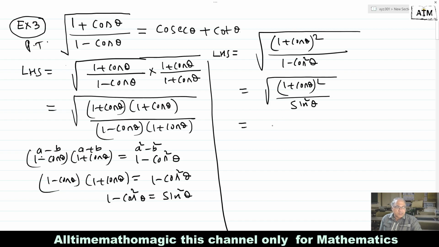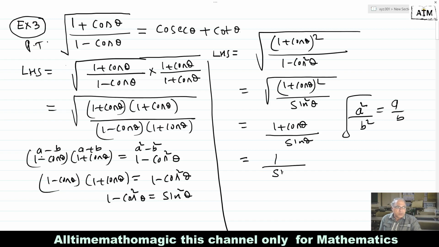If you take out the root, the root of 1 plus cos theta whole square is 1 plus cos theta, and the root of sin square theta is nothing but sin theta. Here root of a square upon b square equals a upon b. We follow this idea here. Now we split them into fractions, we separate them. So this becomes 1 upon sin theta, and it becomes cos theta upon sin theta. Here is the formula, a plus b upon c equals a upon c plus b upon c.